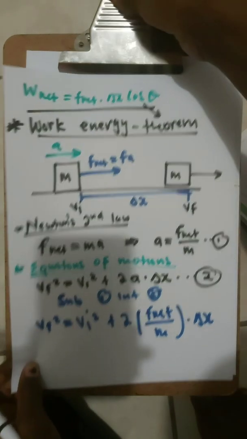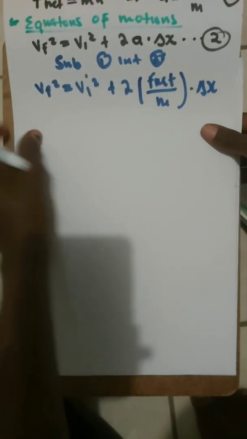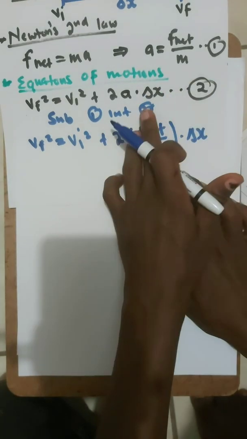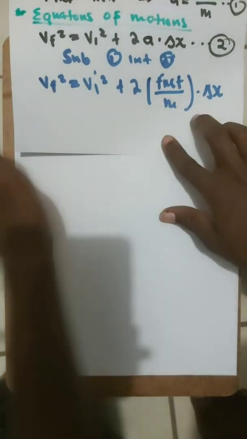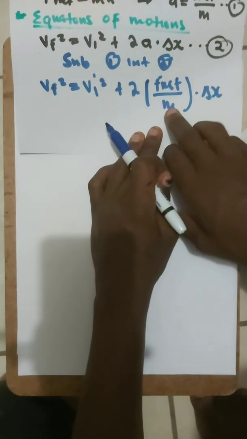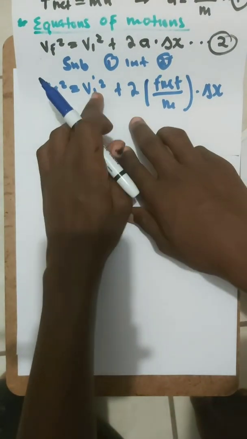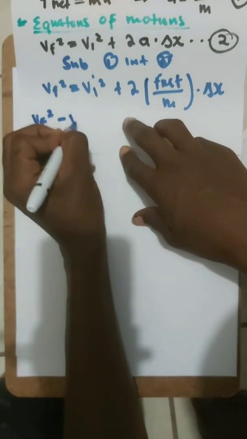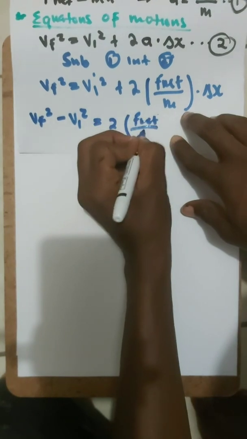Then we can now solve this equation. Our goal now is to solve this equation further. From here, we have an equation of motion and also Newton's second law equation. Okay, so now we are trying to derive the work energy theorem formula. I can multiply, since it's an equation, by mass. Let me take this V initial to this side. So I'm going to have Vf squared minus V initial squared is equal to 2 F net divided by mass, then delta X.